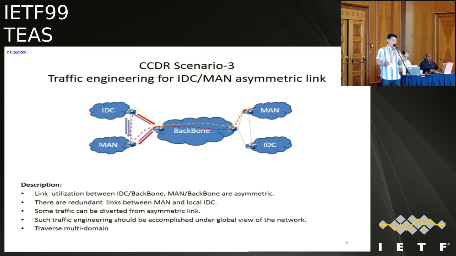And for the third scenario, it's similar to the previous one. In this picture, we can see IDC's uplink and the metro network's uplink. They are all asymmetric. If we can use CCDR to steer traffic between IDC and MAN, we can deal with the asymmetric links of IDC and the metro network to some level.